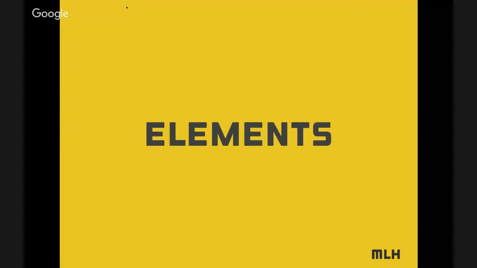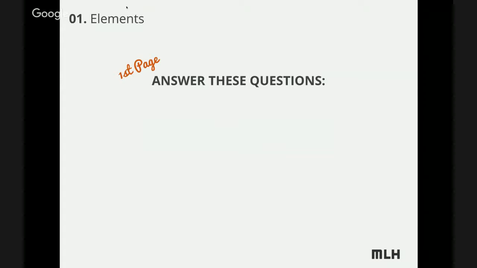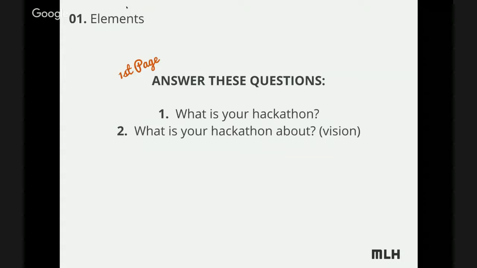So I'm going to go over some of the elements that should be included on the prospectus. For the first page, you should answer 4 key questions. The first one is, what is your hackathon? Basically answer the question, what is a hackathon? This is also a place to include the basics like date, location, the number of expected attendees, etc. Next question to answer is, what is your hackathon about? In other words, explain the vision and your mission as well.